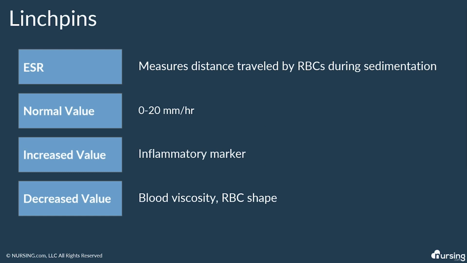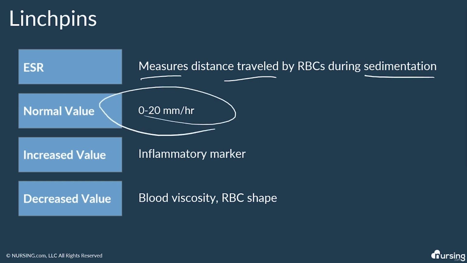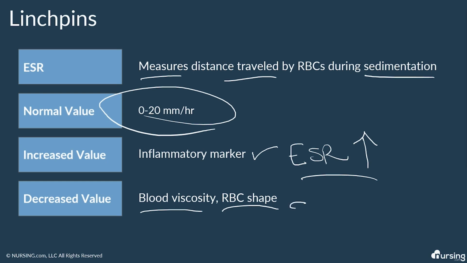Our linchpins for this lesson are that the ESR, or the erythrocyte sedimentation rate, measures the distance that the RBCs travel as they sediment. A normal value is between 0 to 20 millimeters per hour. Inflammatory marker is the ESR, and it is measured in times of elevated inflammation, and that's when the result will also be elevated. The value will decrease depending on the blood's viscosity and red blood cell shape. Remember, we talked about sickle cell anemia.